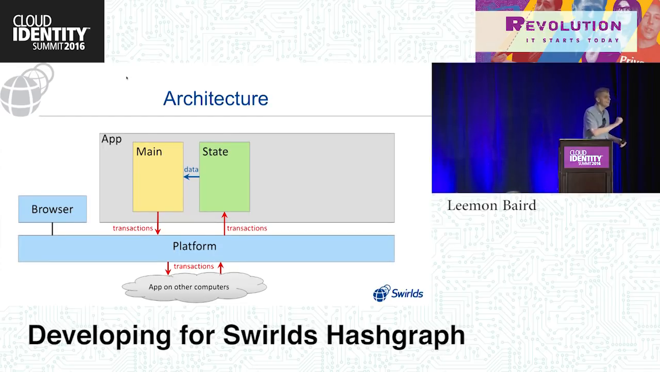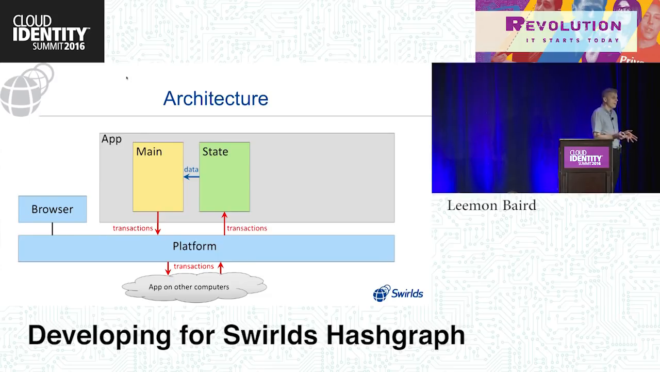Follow-up question, sorry. Does the gossip happen through the platform, or do the apps directly talk to each other? Good question. The gossip is purely something the platform does. It's invisible to you, and you don't have to worry about it in your app.